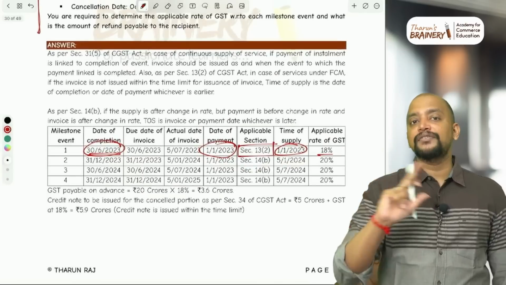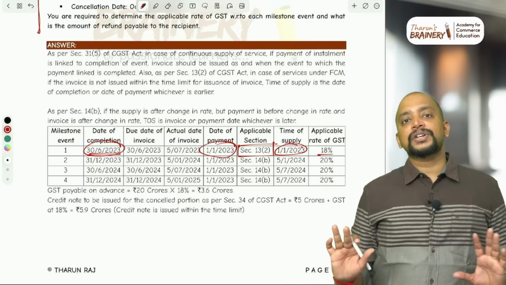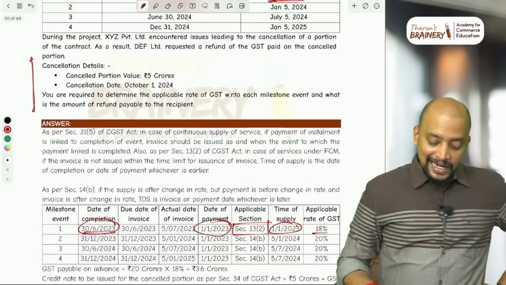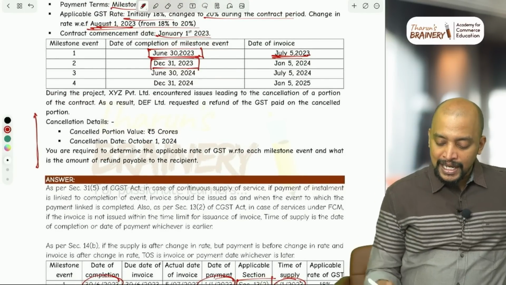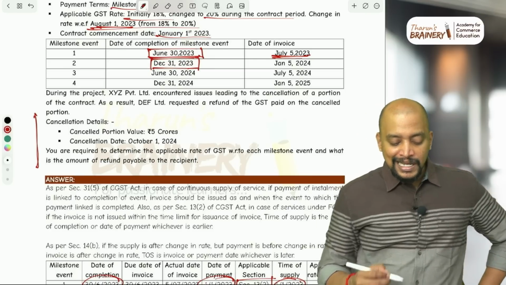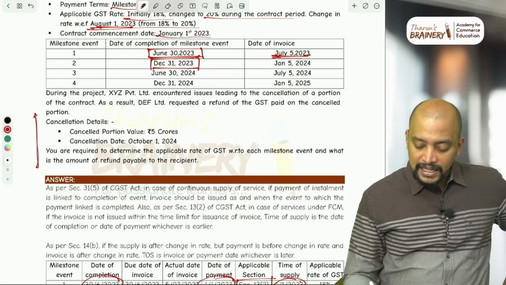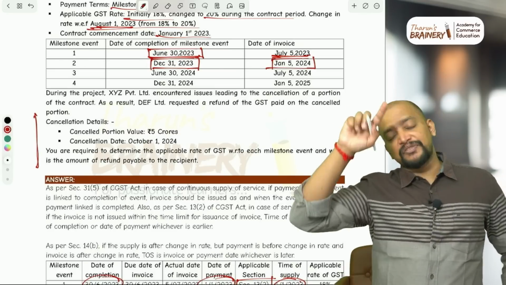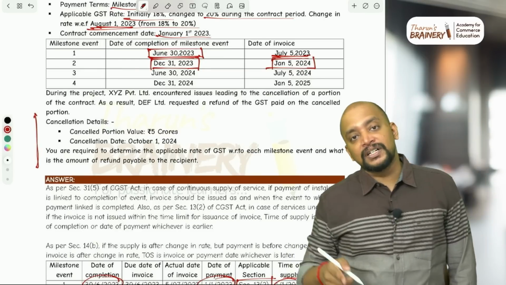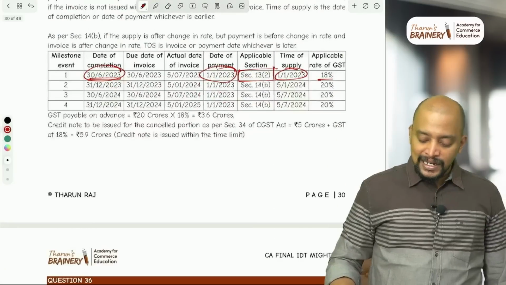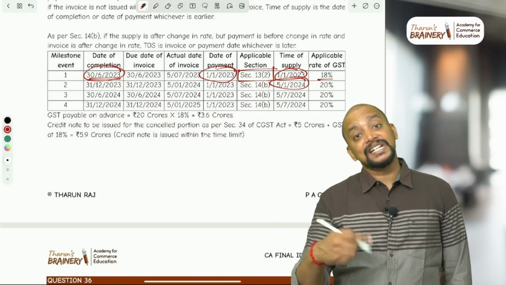And section 14 will not come. Why? Because between the 3 dates there is no change in rate, so section 14 will not come. Then the next one, the second event, December 31st, 2023, is after the change in rate. The invoice is also after the change in rate, but the payment is before the change in rate. Section 14 will come, and as one event is before and one after, whichever is later will be taken. So January 5, 2024 will be taken as the time of supply.